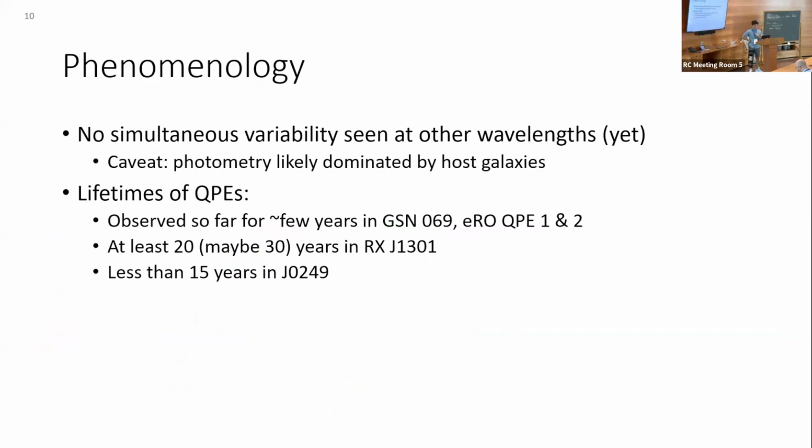And the lifetimes of QPEs have been, so the QPEs haven't permanently turned off in any of the confirmed sources since they were first detected in GSN 069 and both of the eROSITA QPEs. The first chain of outbursts we saw came a few years ago, and they've all continued flaring since then. RX J1301 has the longest confirmed lifetime of QPEs so far, as we saw it flaring back in 2000, 2001. Earlier ROSAT observations from 1991 may have even caught part of a QPE flare. So the lifetime is at least 20, maybe even 30 years in that source.